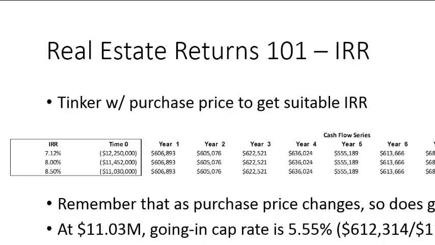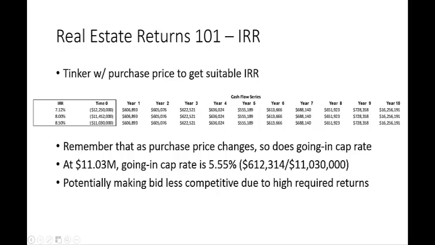And you need to remember that as you decrease or as you alter the price, your going-in cap rate will adjust as well. So for instance, in time zero, if you were to apply a purchase price of $11.03 million, your cap rate goes from 5% to 5.55%. And you also need to be aware of, by adjusting the price as you have done, you may be less competitive in the bid due to the higher required returns that you have for the investment.